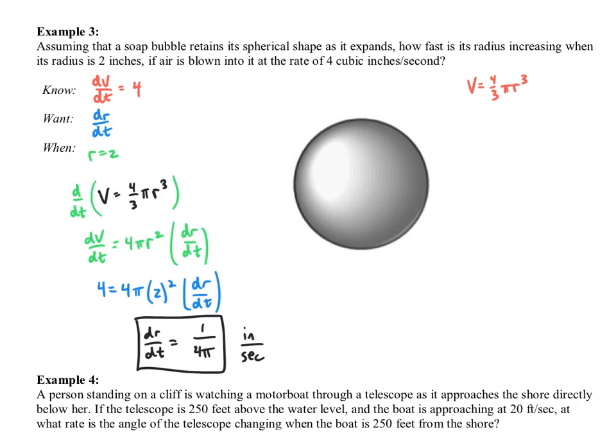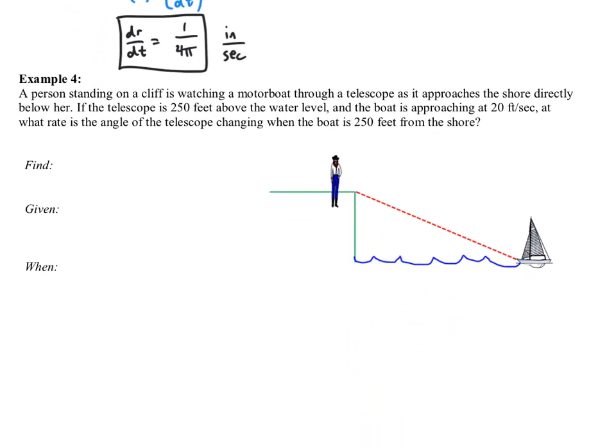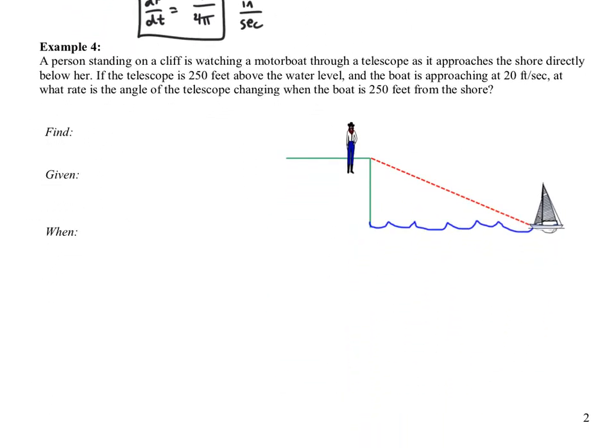All right, let's try our last example. So we have a person standing on a cliff and they're watching a motorboat through a telescope as it approaches the shore directly below. If the telescope is 250 feet above the water level, so this length is 250, doesn't change, and the boat is approaching at 20 feet per second, at what rate is the angle of the telescope changing when the boat is 250 feet away from the shore?